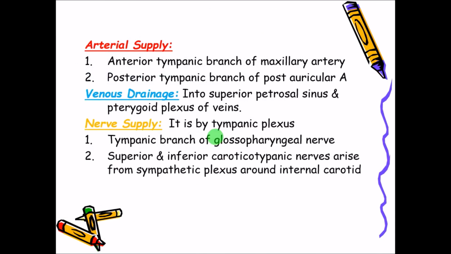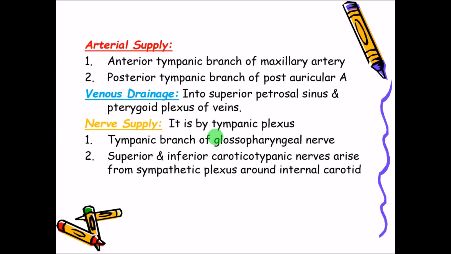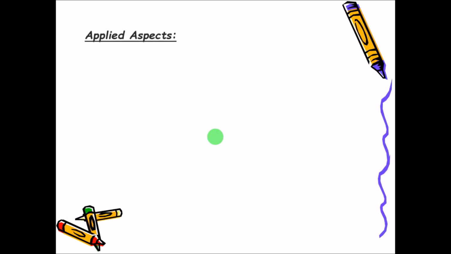Tympanic branch of the glossopharyngeal nerve, as well as the superior and inferior caroticotympanic nerves arising from the sympathetic plexus. You saw the sympathetic plexus around the internal carotid artery. All this will form the tympanic plexus, which will supply the middle ear.